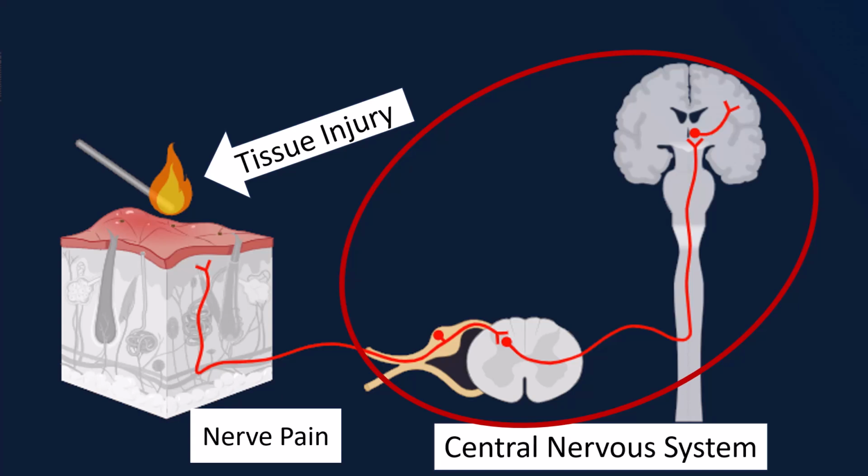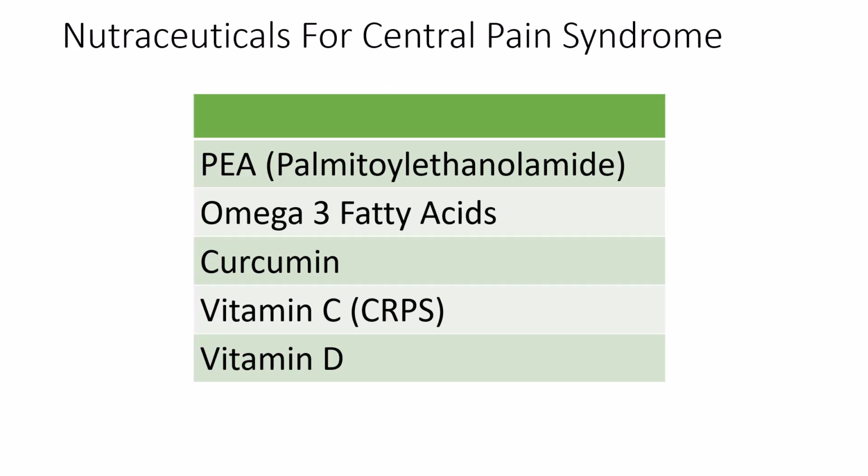The last type of pain is centralized pain, or what we call central pain syndrome. The same nutraceuticals that have been shown to relieve nerve pain or neuropathies also, generally speaking, help centralize pain. Here are the nutrients and nutraceuticals that benefit centralized pain. I just talked about PEA, and earlier I talked about omega-3 fatty acids.